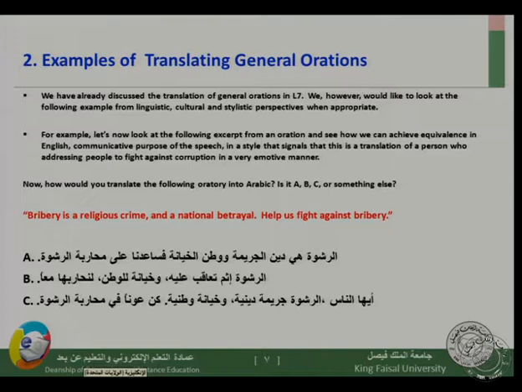Look at this. Bribery is a religious crime and a national betrayal. Help us fight against bribery. A, B, C.